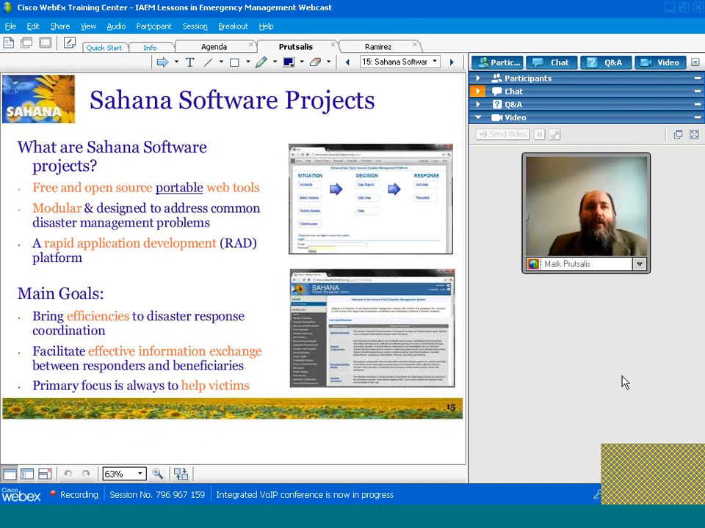They're also modular in the sense that there are many different parts of the system designed to address common disaster management problems, and you only need to use what's relevant to your own organization. And finally, it's designed to be rapidly modified to meet the needs of any new requirement that comes up, and that's really at the heart of having an open source solution as well.